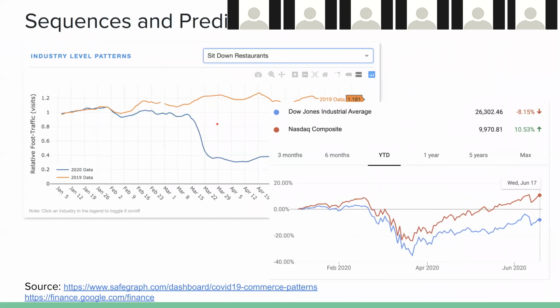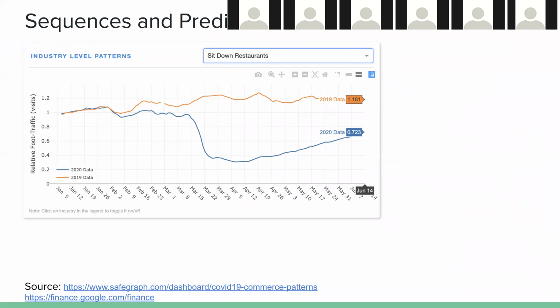George, just curious about that foot traffic chart. Do you know what the denominator is, or what the 1 represents? Is it relative to the first day of January, or is it relative to some previous year? Do you know? Just curious.